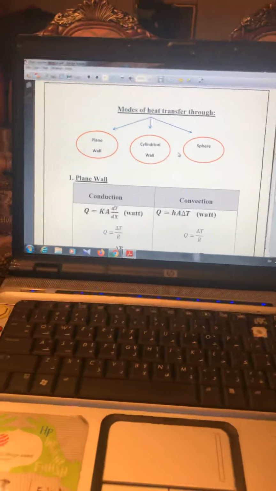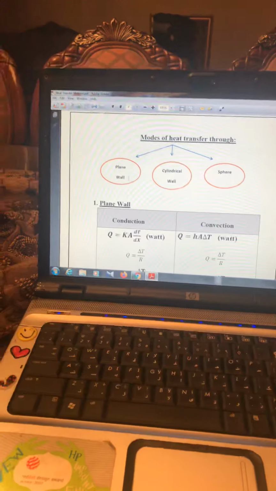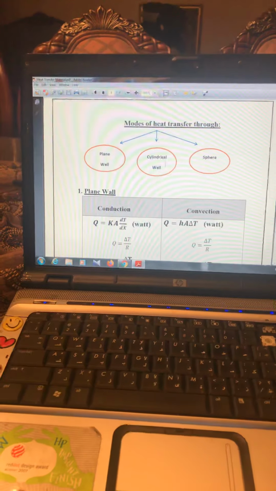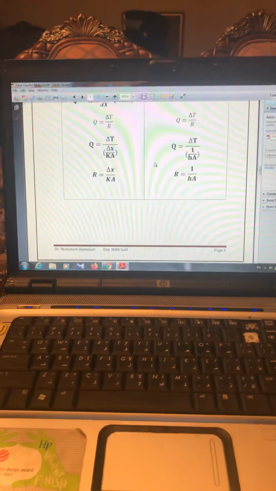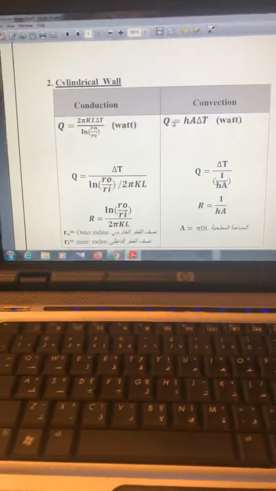Today I will explain for you part 2 for the modes of heat transfer. The first part was the plane wall, the second part is the cylinder wall. So if we go to the cylinder wall, it is very easy.